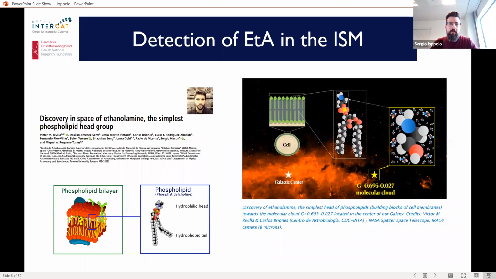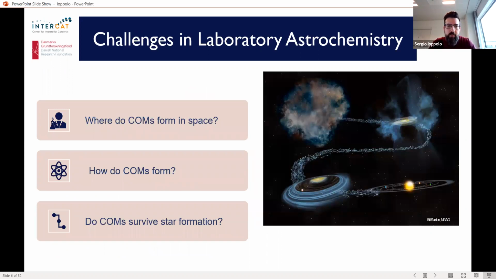And citing one of the most recent papers that Victor and Izaskun and Laura and others were involved in, now we also are able to detect astrobiologically relevant species, such as ethanolamine in space conditions in the gas phase. So the question that people like me that work in laboratories have is, if we have all these molecules there in space, where do they actually form? So under what kind of conditions do they form? And how do they form? Do they form in the gas phase?